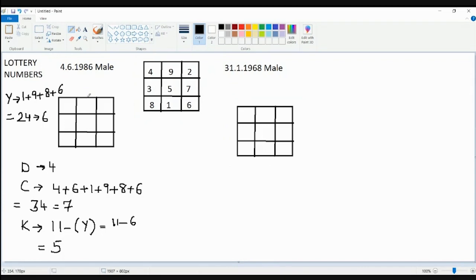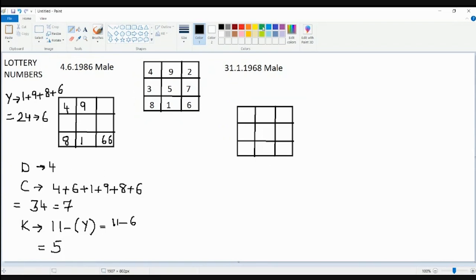All right. So now let us try to build the Loshu grid here. 4/6/1986. So 4, 6, 1, 9, 8, and 6. Now driver we are not going to add. Remember, we have a rule that if the date lies between 1 to 10 or is the 20th or 30th, then we are not going to put the driver.